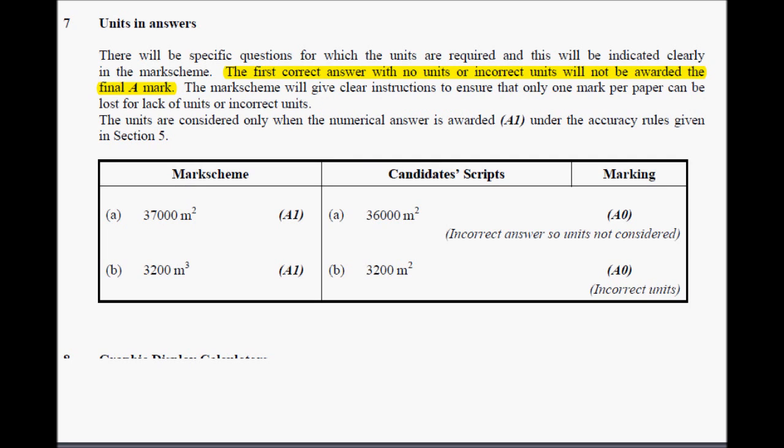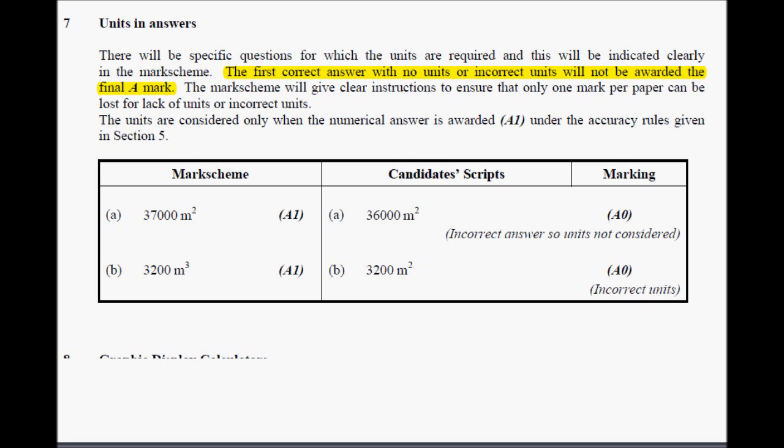And then finally, units, okay? The kids forget to put units on their papers all the time, and it's annoying. There'll be specific questions for which units are required, and this will be indicated clearly in the mark scheme. It's not going to tell you on the test, but if you're trying to find distance, for instance, that's going to be kilometers, meters, centimeters, something like that. If you're going to find area, it's going to be meters squared, kilometers squared. If you're finding volume, it's going to be to the third power, so like meters cubed.